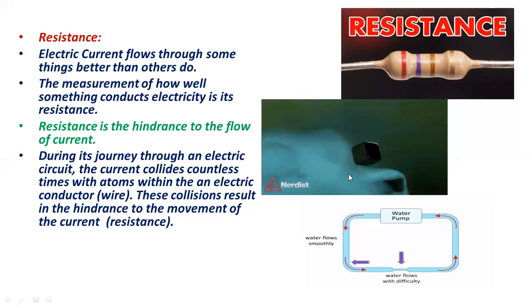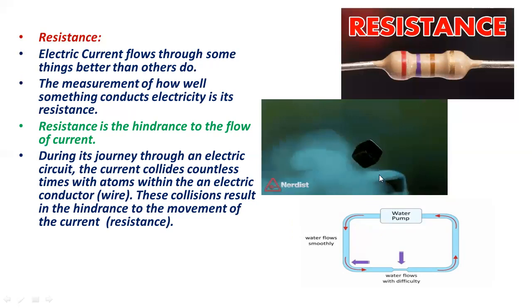You can consider the smoke as electric current, and when it is flowing, it is colliding with the atoms of the conductor. You can consider this black cube as the atom of the conductor. So if there is less collision between the charges and the atoms of the conductor, then we can say that this material has least resistance.